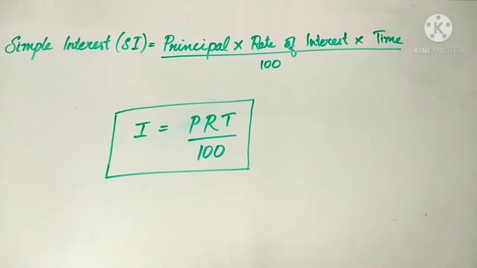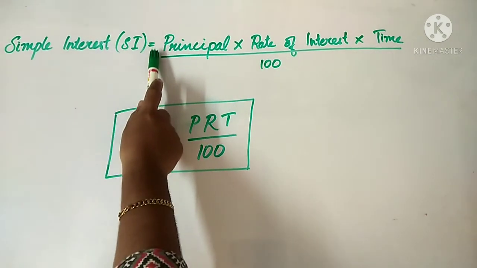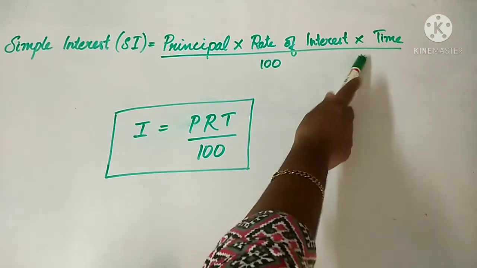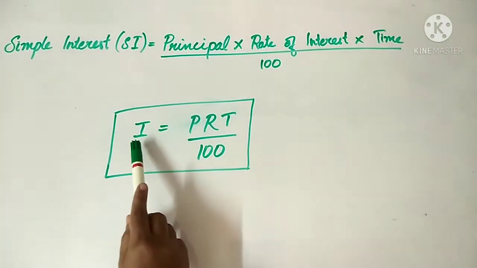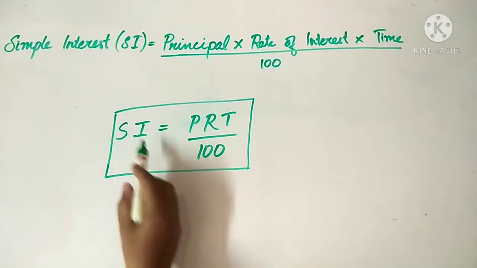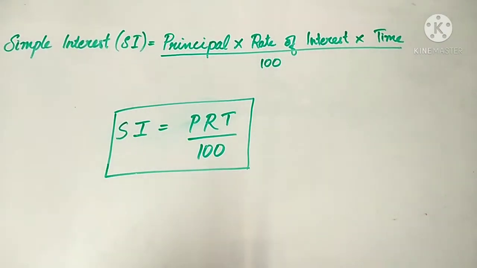To find the simple interest, we use the formula simple interest SI is equal to principal amount into rate of interest into time by 100. In short, we can write I is equal to P into R into T by 100 or SI. Simple interest is equal to PRT by 100.